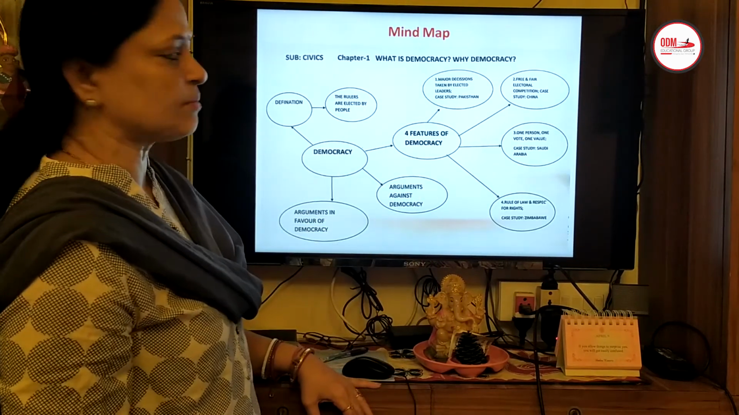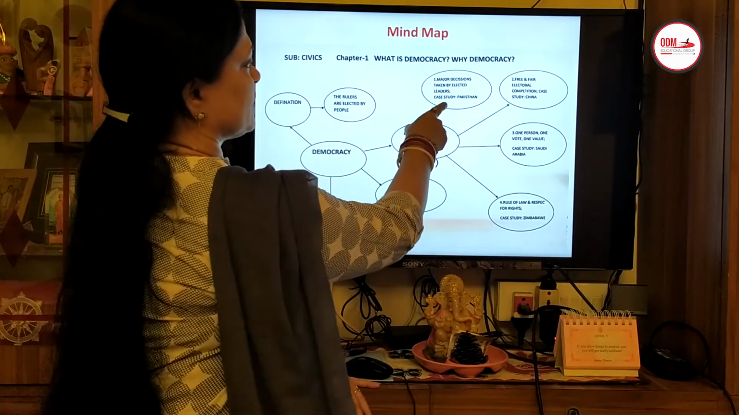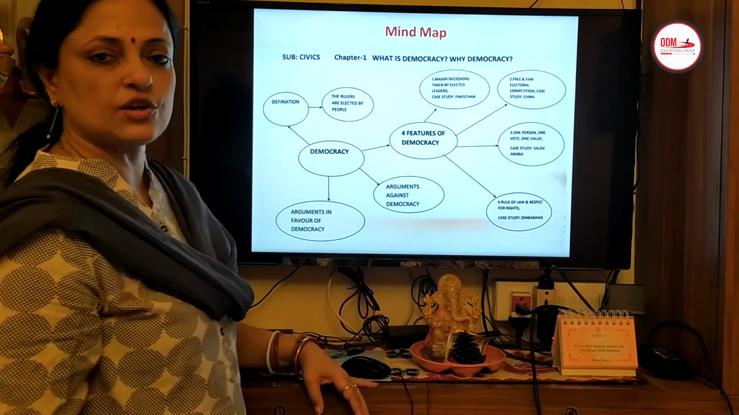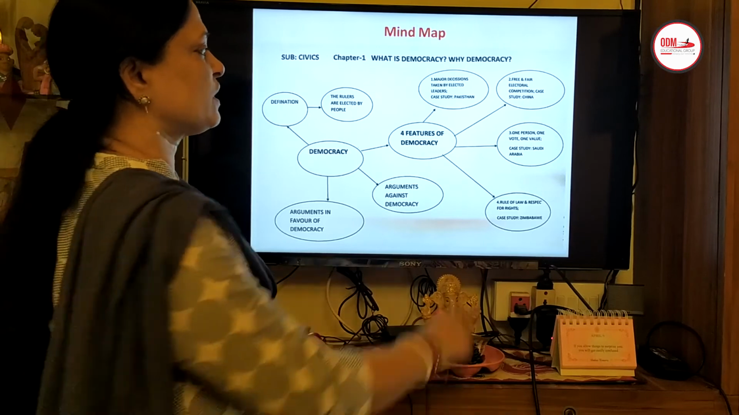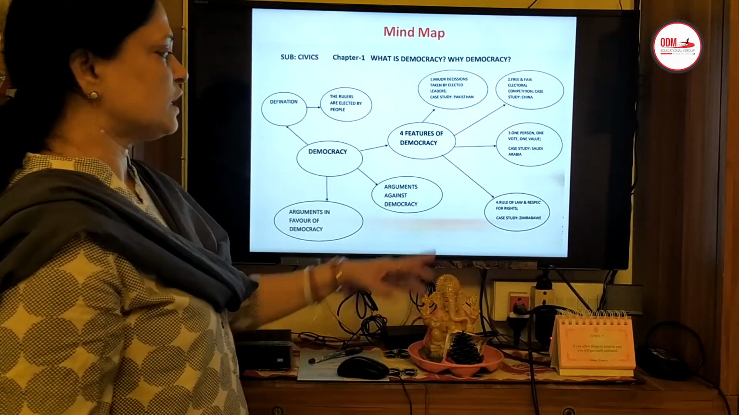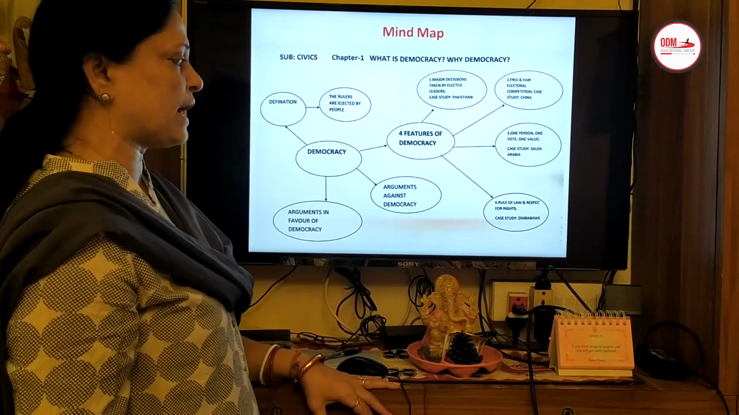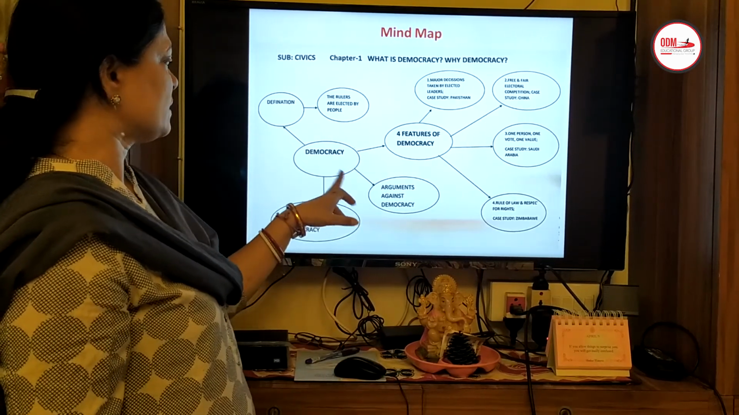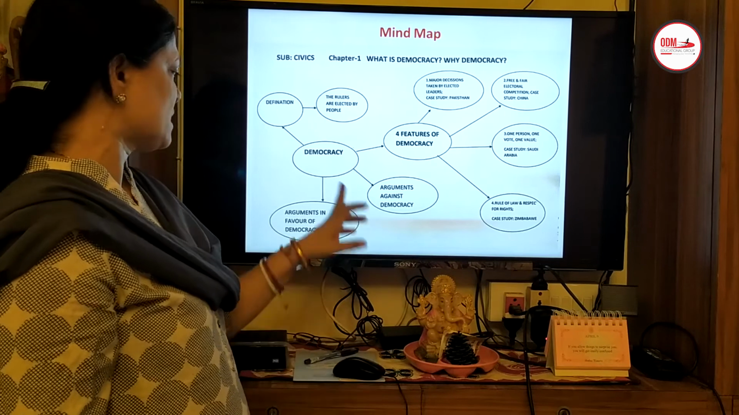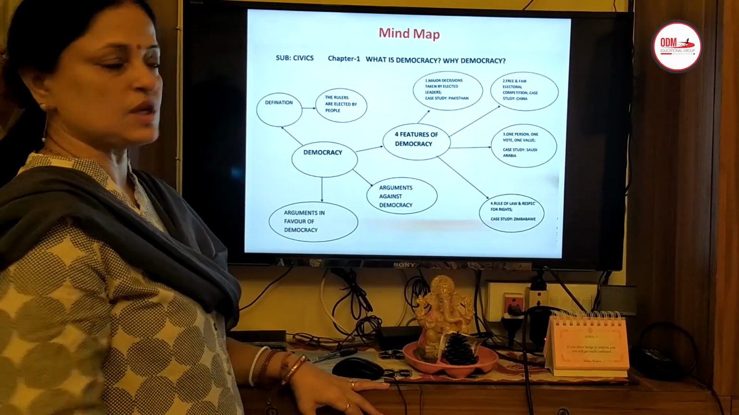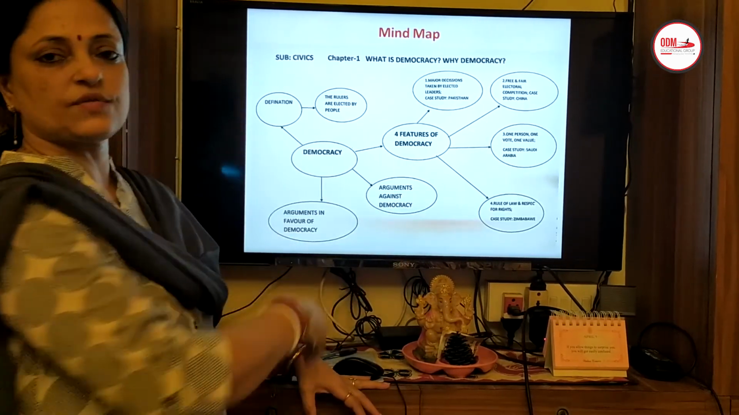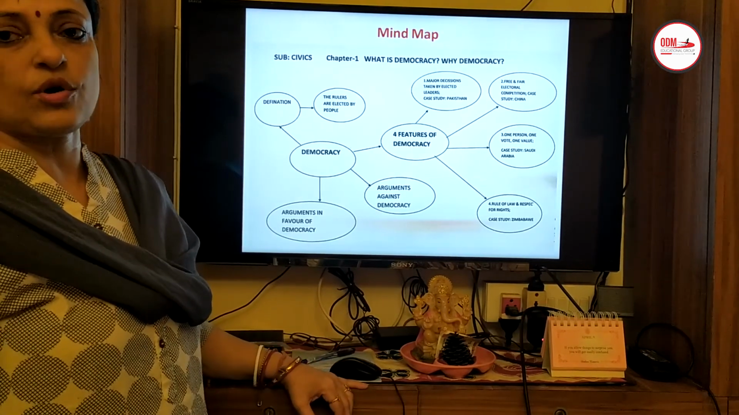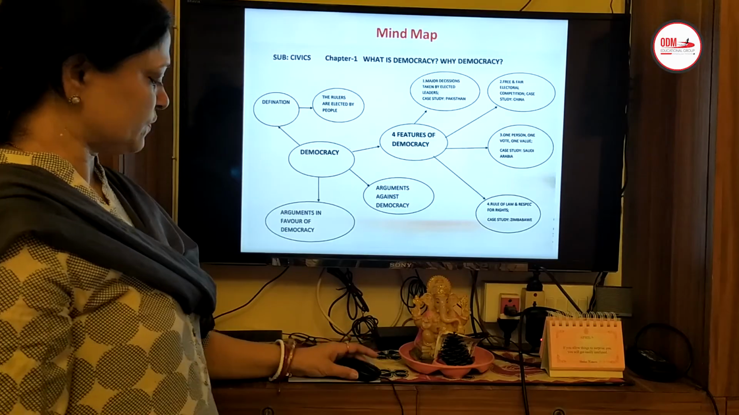Major decisions are taken by the elected leaders. Then the given case study. Then the second one is free and fair electoral competition. Third is one person, one value. Fourth is rule of law and respect for rights. Then we come to the arguments against democracy and arguments in favor of democracy. So this is the overall picture of this lesson which we have discussed in detail. Thank you.